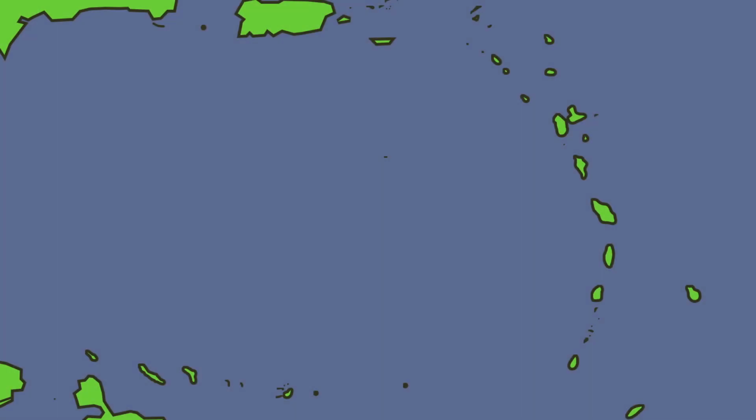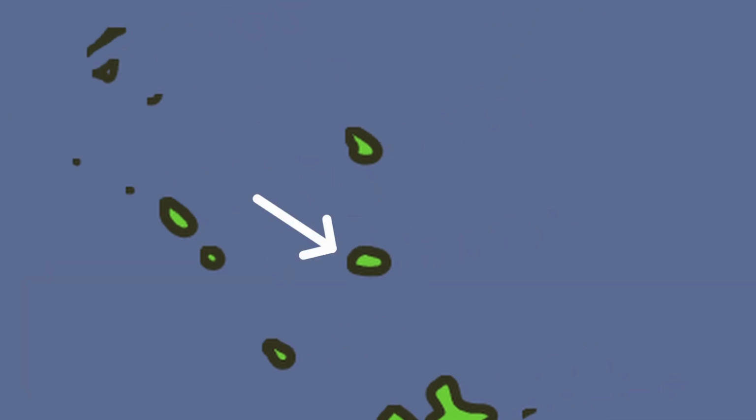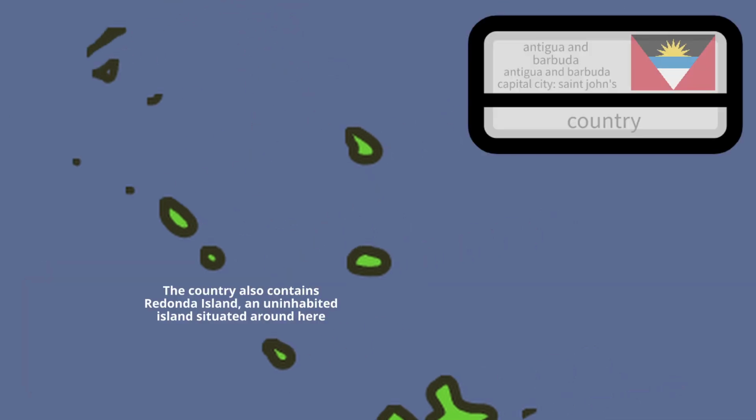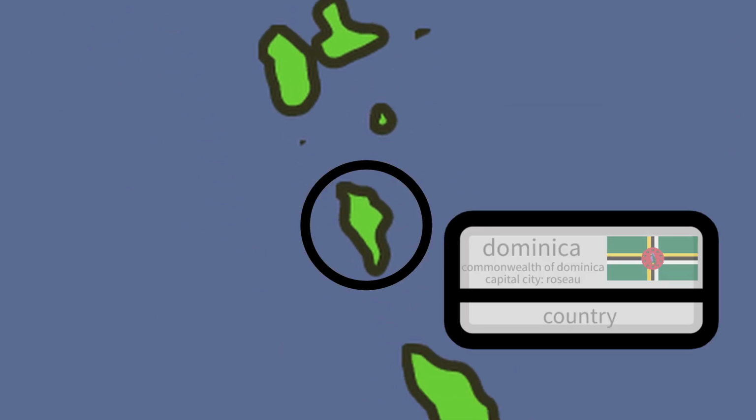I will list all the sovereign nations first for convenience. Many of the countries are named after their largest island or islands. For example, this is St. Kitts and this is Nevis. Together, they make up the country of St. Kitts and Nevis. Antigua and Barbuda form Antigua and Barbuda, and south of that is Dominica, not to be confused with the Dominican Republic despite identically spelled demonyms.